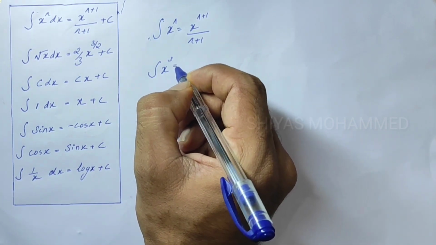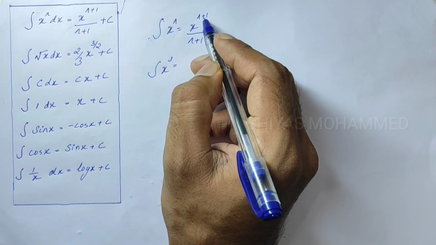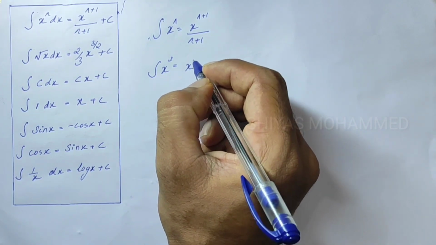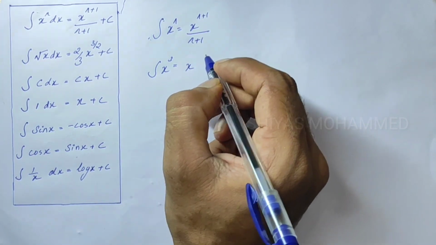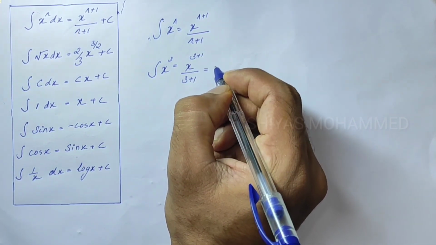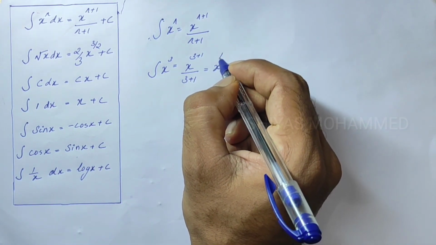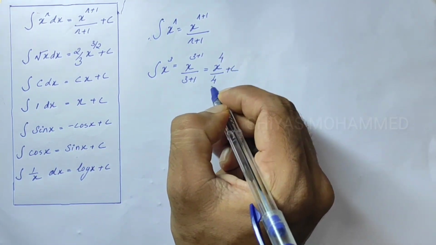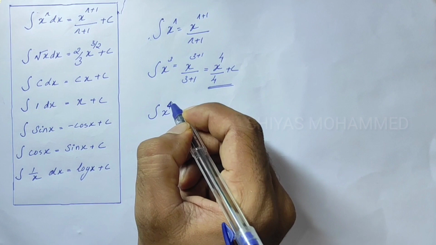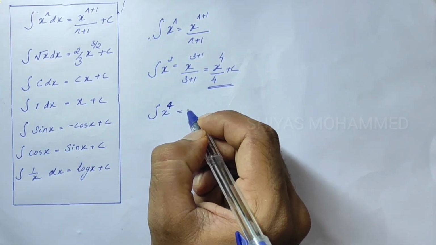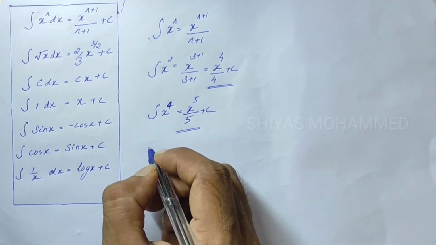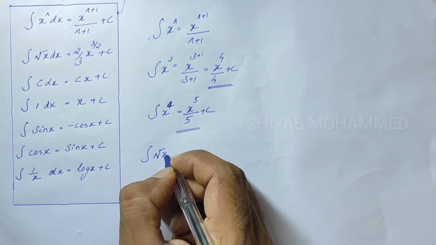We can look at some examples. Integral x cube. Here for the power we want to add 1, and that same number we want to write in the denominator also. So here integral x cube is equal to x raised to 3 plus 1 divided by 3 plus 1, which is equal to, here 3 plus 1 is 4, so x to the power 4 divided by 4 plus c. So integral x cube is equal to x to the power 4 divided by 4 plus c. Similarly we can write integral x to the power 4 is equal to x raised to 5 divided by 5 plus c.